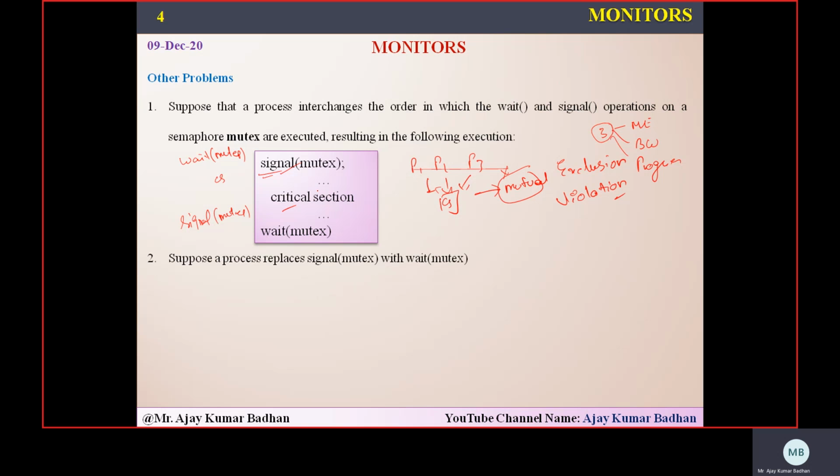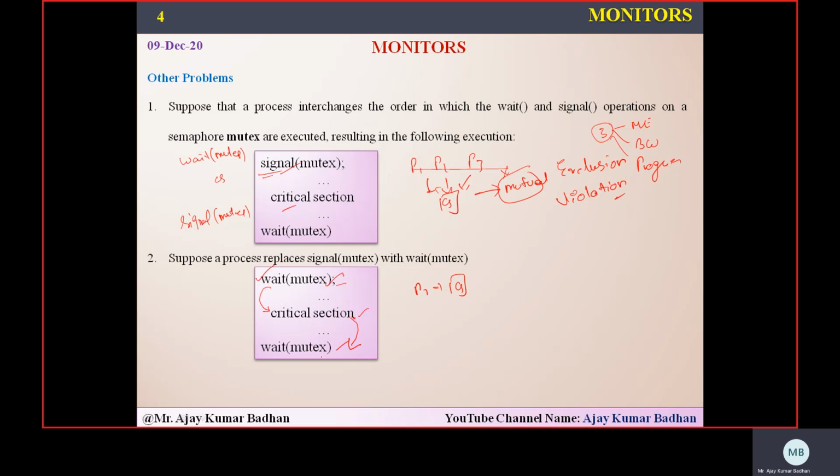And the second assumption we are going to see is, suppose a process replaces signal with mutex, something like this. Now, can anyone tell me what is going to happen here? Wait of mutex, critical section, wait of mutex. Okay, the first step is correct. Whenever a process wants to enter into the critical section, it will call wait of mutex. Then it will enter into the critical section. It is performing the operation.